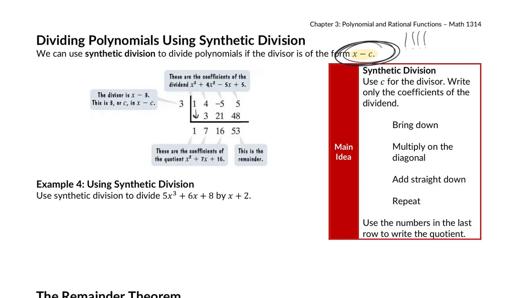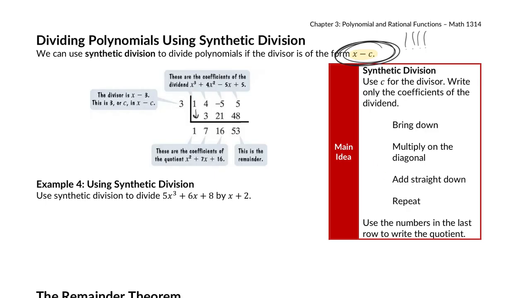Then you multiply on the diagonal. 1 times 3 is 3. Add straight down. 3 times 7 is 21. Add straight down. 3 times 16 is 48. Add straight down. The last number you get is your remainder, then your constant, then your x squared, if there was more x cubed, and on and on. So again, the steps are bring down, multiply, add, multiply, add, multiply, add, till you can't do it anymore.